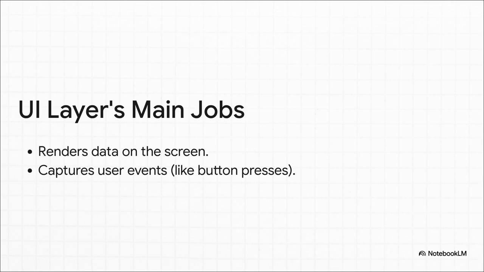And here is the absolutely crucial part. The UI layer is wonderfully dumb. It doesn't know how to get the data or what a button press actually means. It just displays what it's given and tells the rest of the app when the user does something.